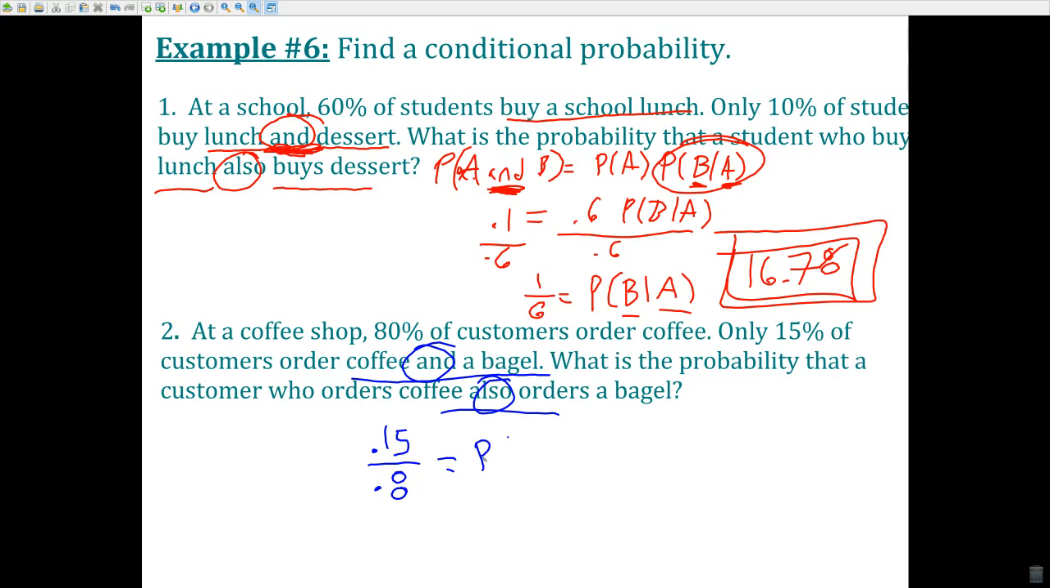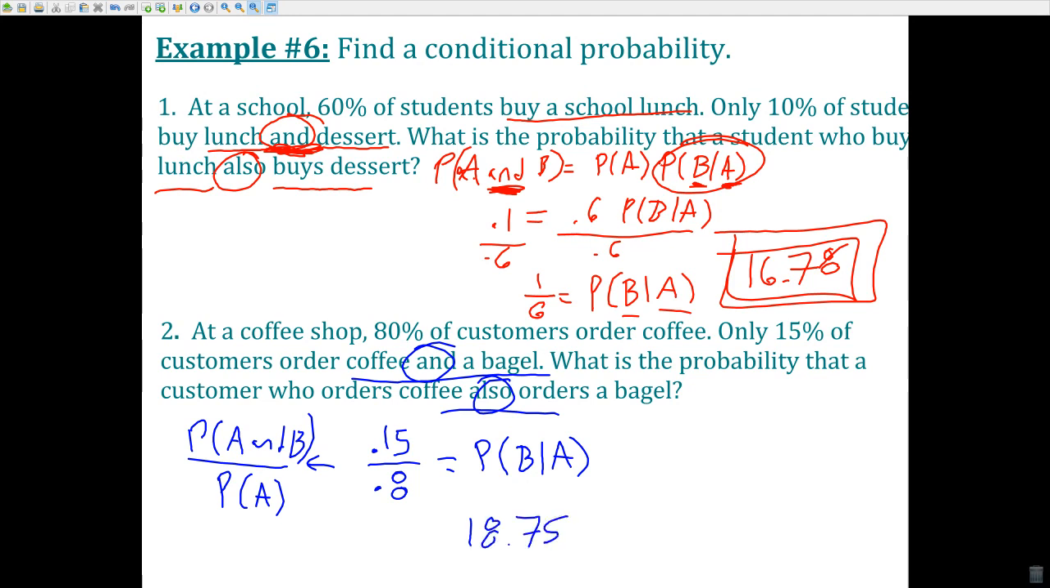That equals the probability of B given A, right? And if you wanted to put this in another way, over here you have the probability of A and B divided by the probability of A equals the probability of B given A. Nice. All right, here we go. This is the 18.75%. I was looking ahead in my notes. Apologize. That's the probability that the customer orders both coffee and a bagel.